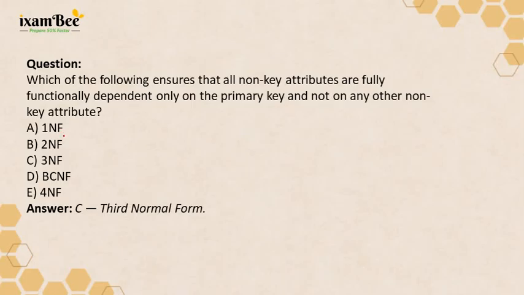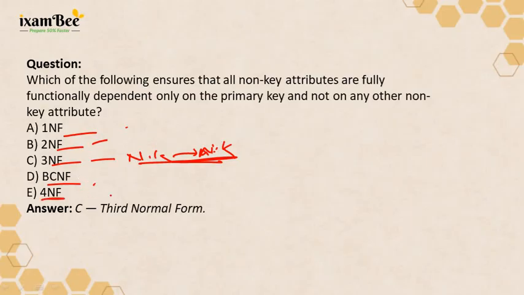As we already discussed, 1NF removes the repeating groups and 2NF will remove the partial dependency. 3NF will remove the transitive dependencies, where non-key attributes depend on another non-key attribute. This is known as transitivity. Then BCNF handles the special cases where 3NF still sometimes allows the anomalies. Then 4NF will remove the multi-valued dependencies.